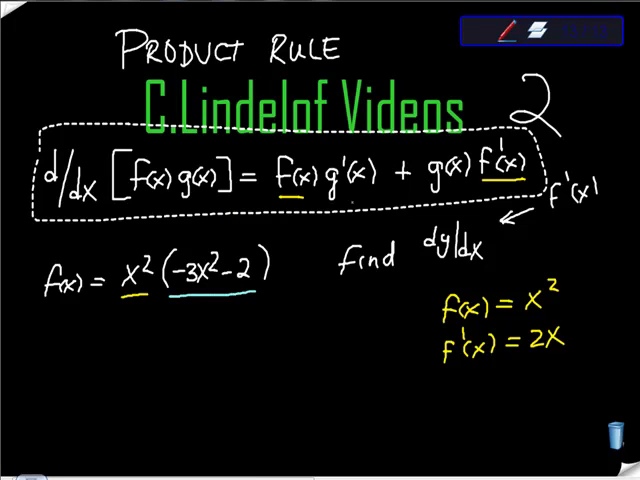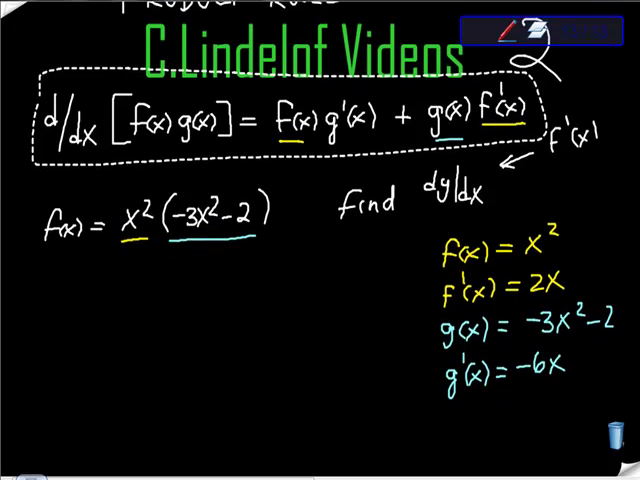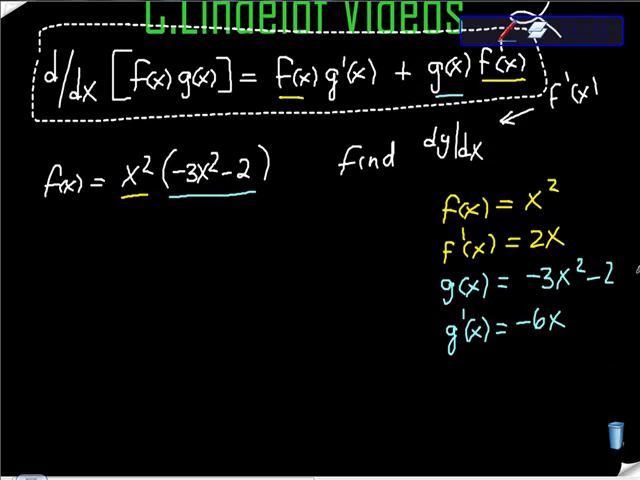Look at the next function, and that's this function here. And I'm going to name that my g of x function. So I'm going to say that g of x is equal to negative 3x squared minus 2. The derivative of that function through the power rule is negative 6x, isn't it? Is that right? And the derivative of the constant is 0. So how are we doing? Pretty good? Now all I'm going to do is fill in the blanks.